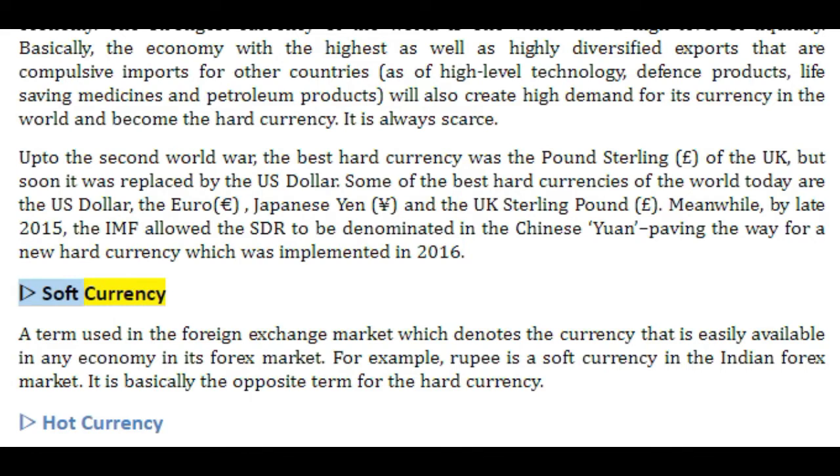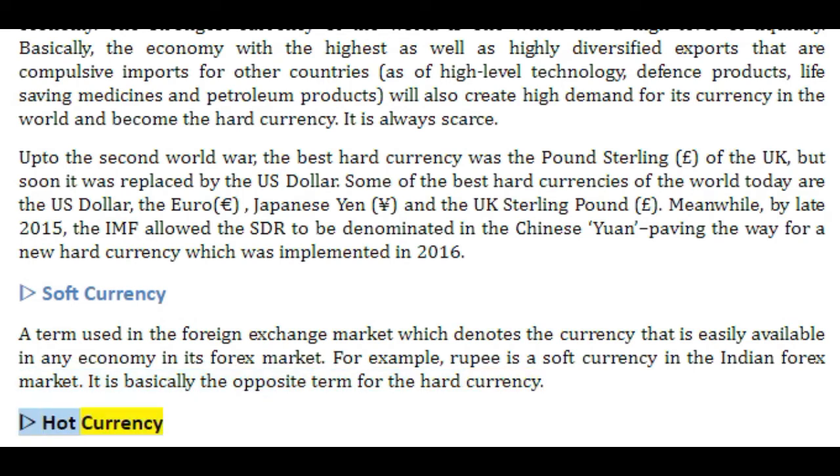Soft currency. A term used in the foreign exchange market which denotes the currency that is easily available in any economy in its forex market. For example, the rupee is a soft currency in the Indian forex market. It is basically the opposite term for the hard currency.